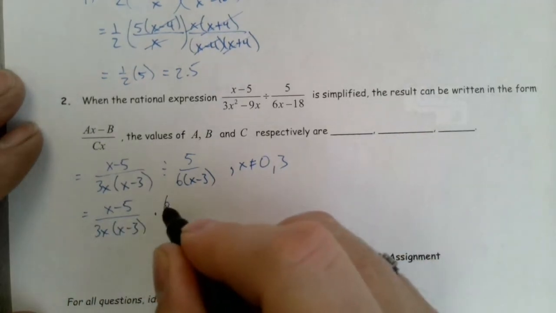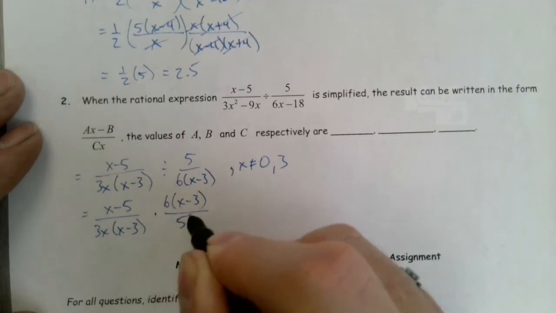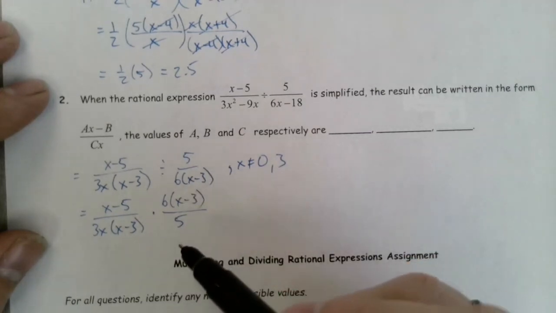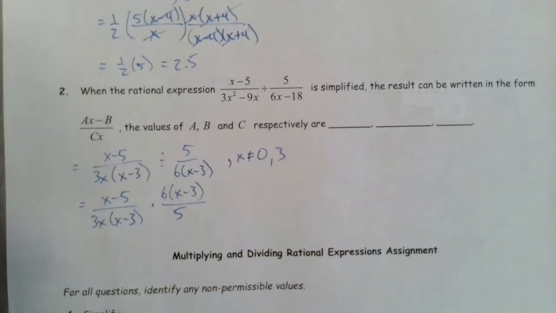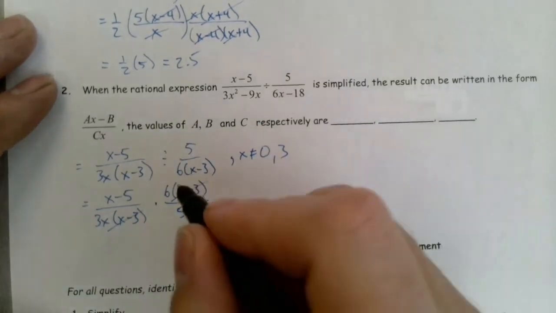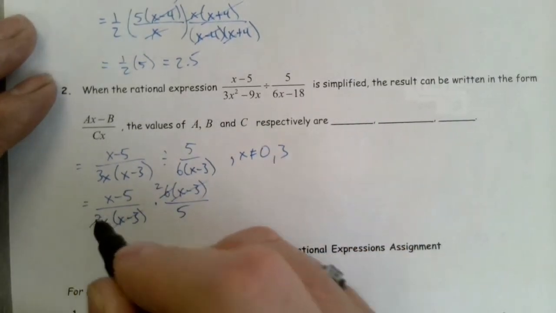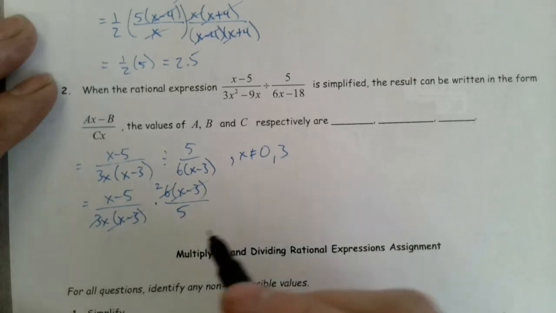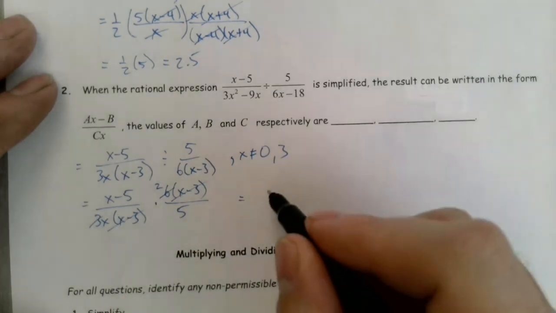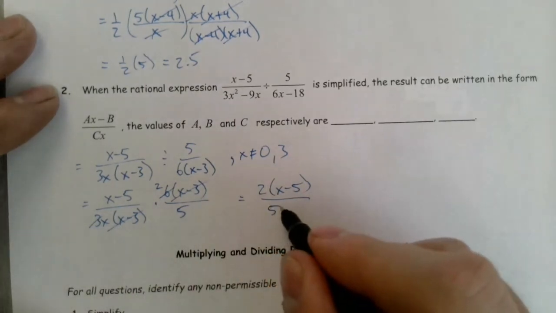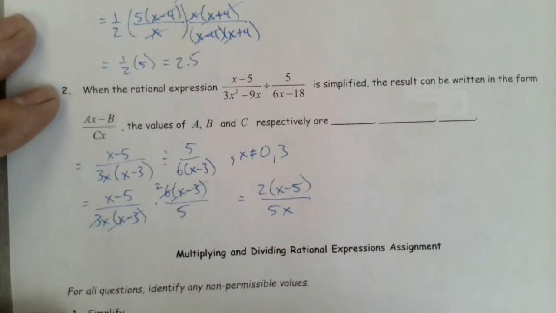So I'm going to convert this into a multiplication by multiplying by the reciprocal of the divisor. And notice that that does not put a variable in the denominator, so I don't get a new restriction. Now, what's common here? Well, there's an x minus 3 common to the numerator and denominator. There's a factor of 3 that's common numerator to denominator. And that appears to be it. And so what I'm going to get here is 2 multiplied by x minus 5 over 5x. Those are the factors that survived.